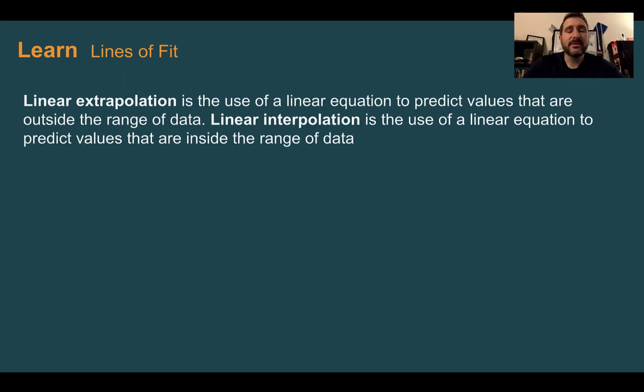Within lines of fit, when we're predicting data, there are two types of predictions. So first, there is linear extrapolation, which is using your equation to predict values outside the range of data, so off the scatter plot. There's also linear interpolation, which is using the equation to predict values that weren't given to you, but are within the range of the scatter plot. So they're just not there.